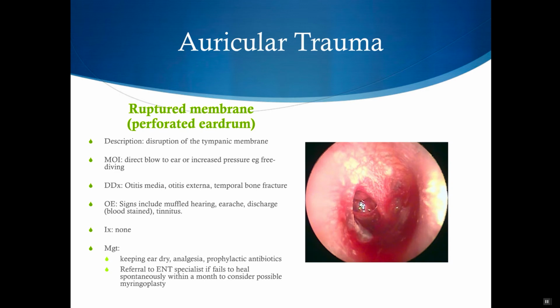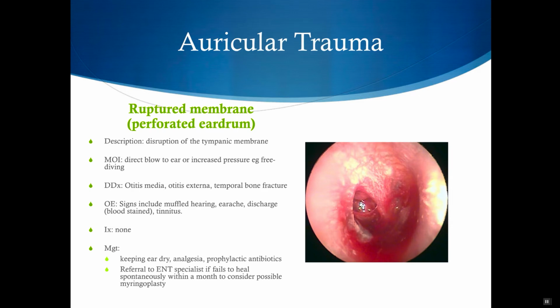Ruptured tympanic membrane. This can be caused by a direct blow to the ear. The differential is otitis media with an effusion. May have an underlying temporal bone fracture, so consider what the mechanism was and how significant it was. In terms of examination, you'll typically see some blood, or at the very least a defect in the actual tympanic membrane. And a patient may be describing some tinnitus as well.